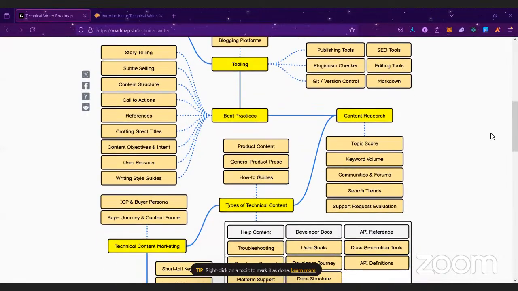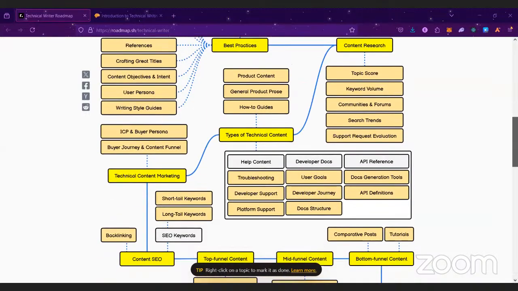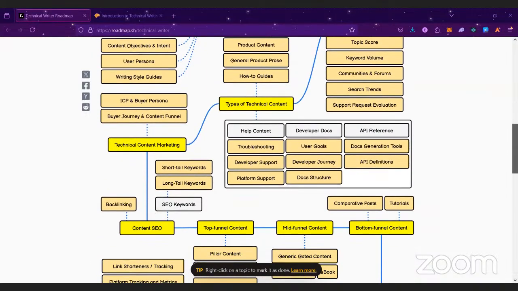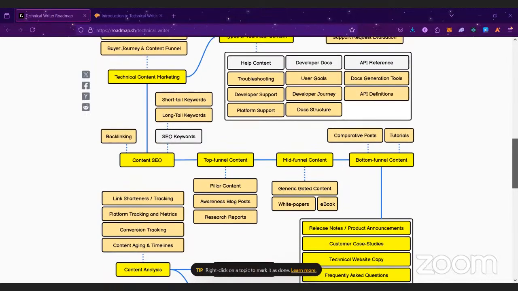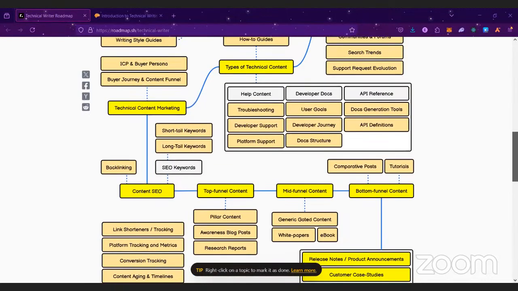This is very, very important. You must be able to do research as a technical writer. Research is actually one of the core things you'll be doing. Beyond just writing, you're going to be doing research. Then there are different types of technical writing, technical content writing, content SEO, and so on. You can always come to this website to check on it.